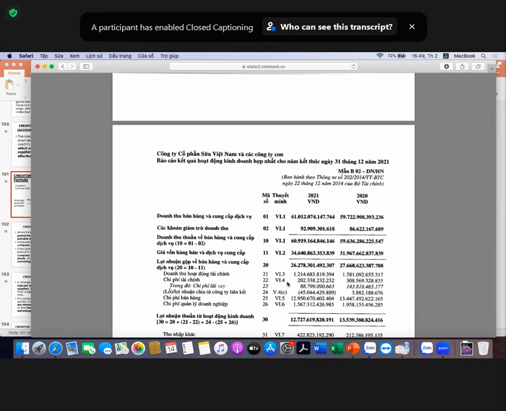Now what does it mean? What does this number mean? It means that Vinamilk has to pay off its suppliers 9.35 times. So this means that Vinamilk's account payable turned over 9.35 times during the year.